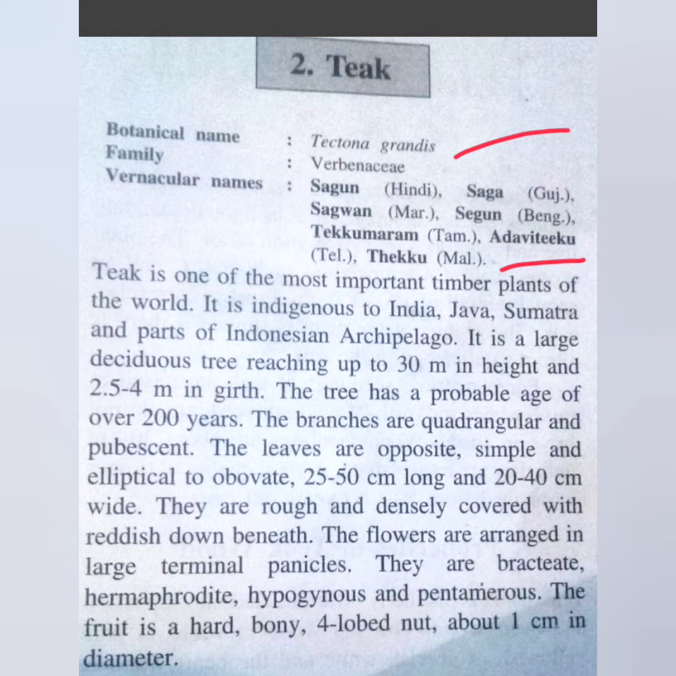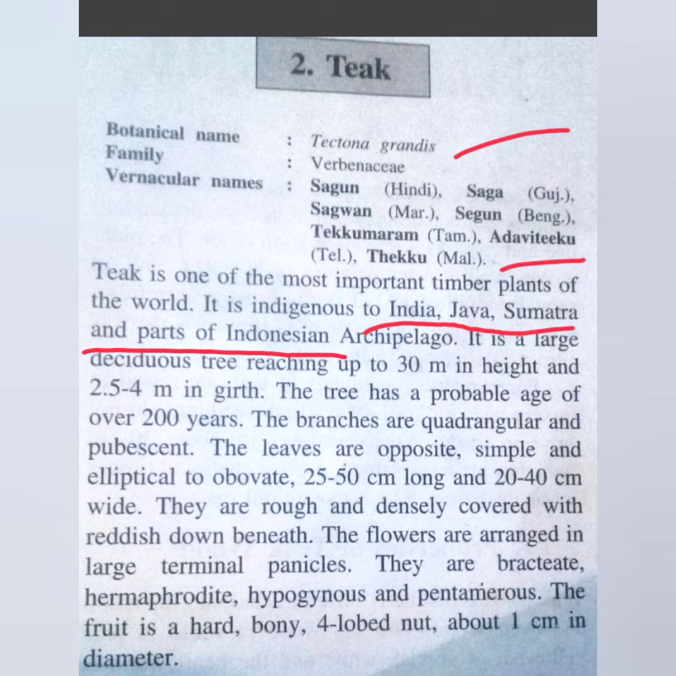Now, teak is one of the most important timber plants of the world. It is a good source of timber. You know that timber is wood prepared for use in building and carpentry. So teak is the most important timber plant of the world, and it is indigenous to India, Java, Sumatra, and other parts of the Indonesian archipelago. So these are the places where this particular tree is growing.